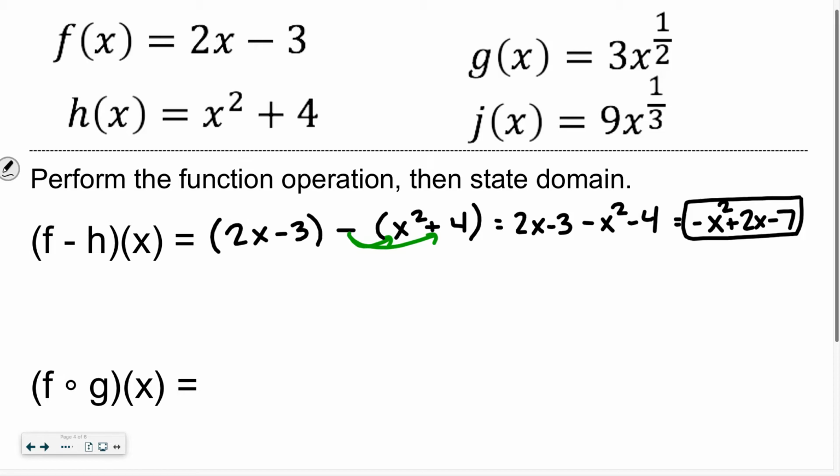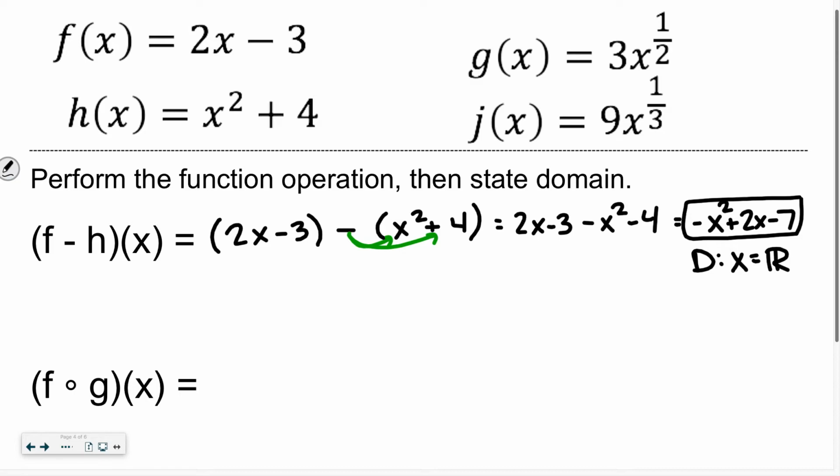H of x was quadratic, and those are the parabolas that open up or down, so they have domains of all real numbers. And then my answer is just another quadratic, so my domain is all real numbers. There's nothing that I can't square. I can square negatives, and I can square positives, and I can square 0, and I can square fractions, and square everything. So there's no restrictions to my domain.